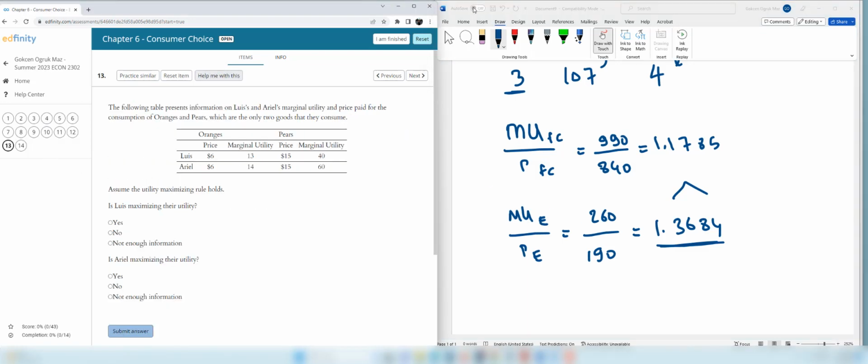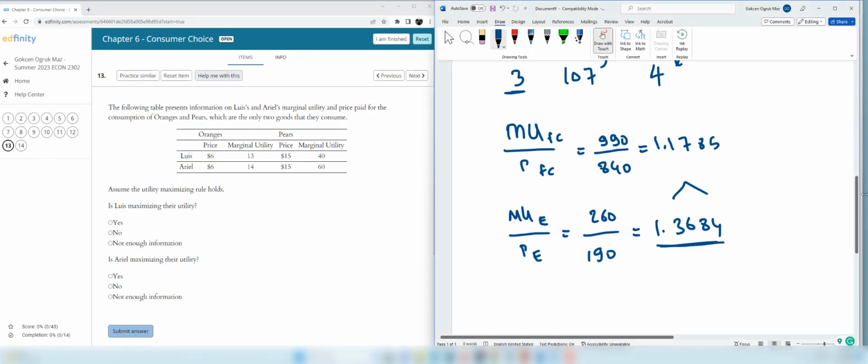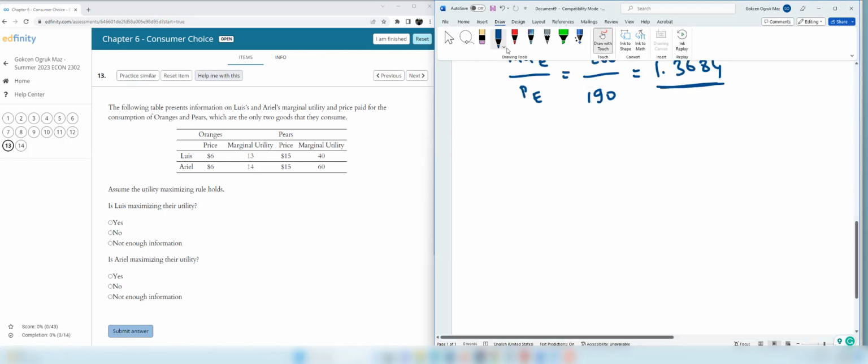So this is the last question that I'm going to solve from this chapter. Let's read the question first. The following table presents information on Louis's and Ariel's marginal utility and price paid for the consumption of oranges and pears, which are the only two goods that they consume. Assume the utility maximizing rule holds. Is Louis maximizing their utility?